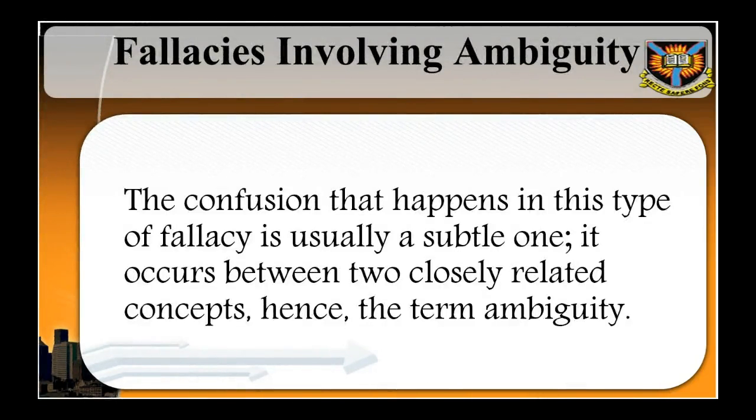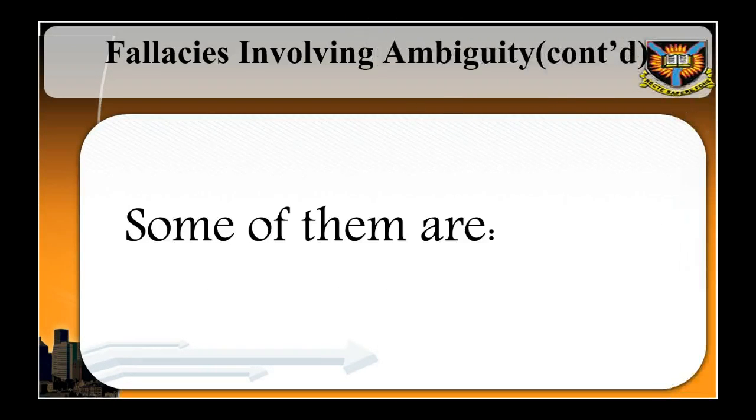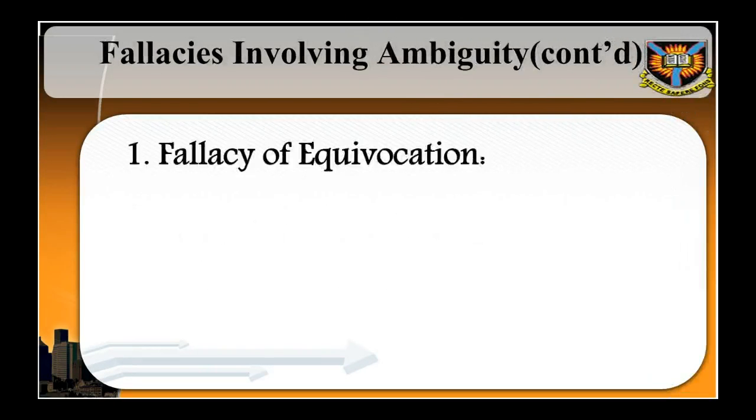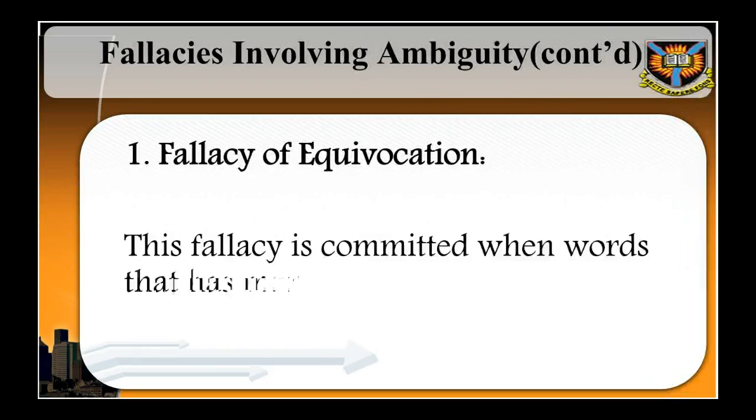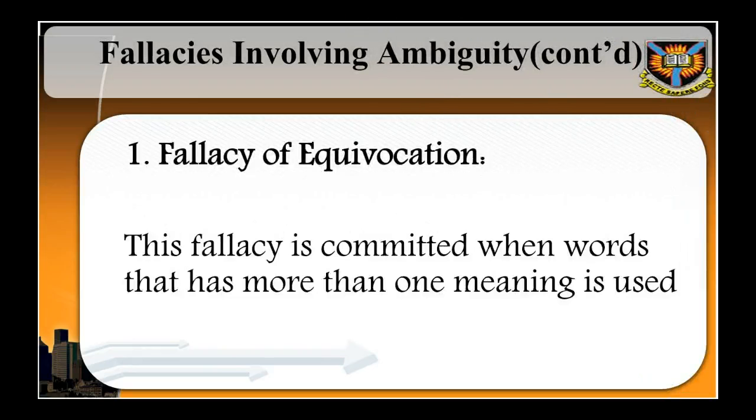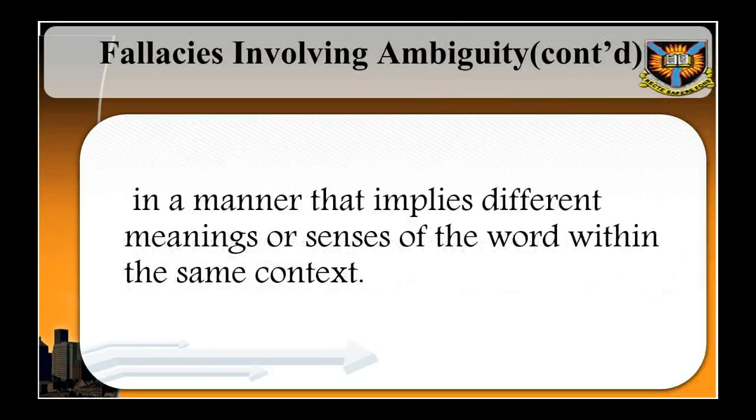Fallacies involving ambiguity. The confusion that happens in this step of fallacy is usually a subtle one. It occurs between two closely related concepts, hence the term ambiguity. Some of them are fallacy of equivocation. This fallacy is committed when words that have more than one meaning are used in a manner that implies different meanings or senses of the word within the same context.